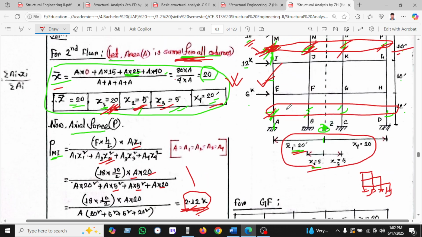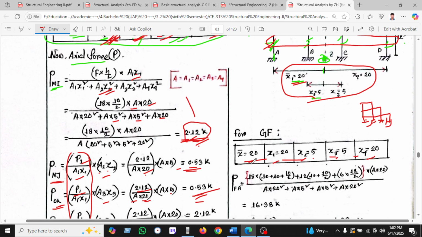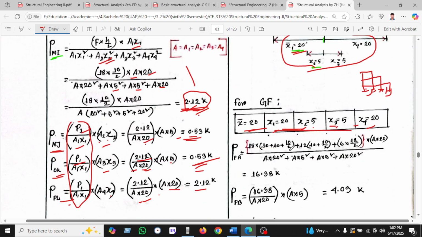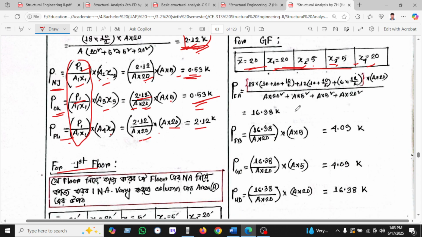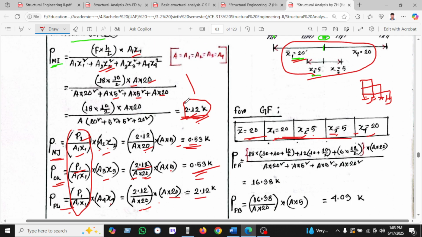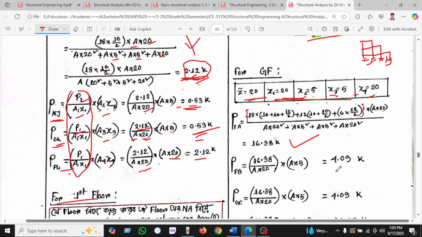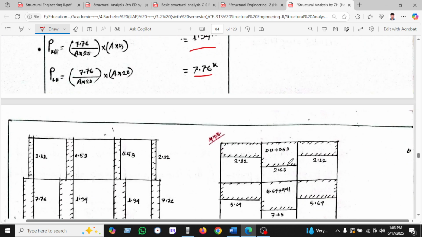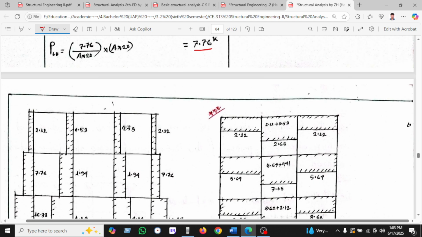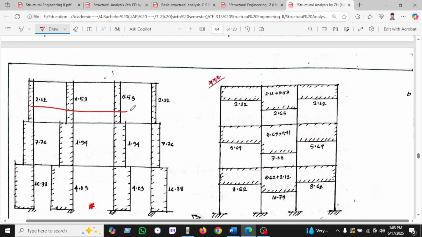But if the shape of the building is regular, that's why the CG and the X1, X2, X3 values in all the stories remain the same. So in this case we have been putting all these values here and finding 16.38 and 4.09, and 4.09 and 16.38.